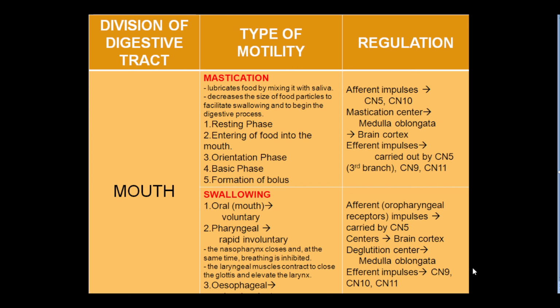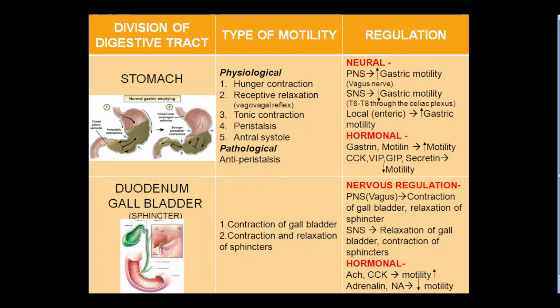Regulation, as you can see here, will be involuntary. There will be afferent and efferent nerves, and the deglutition center is in the medulla. Now, the next one is the stomach.